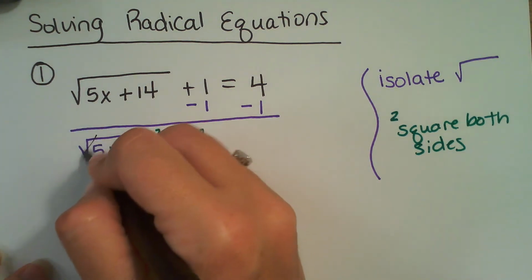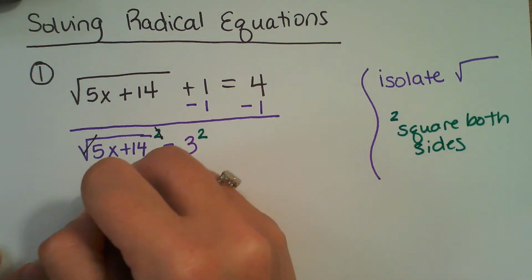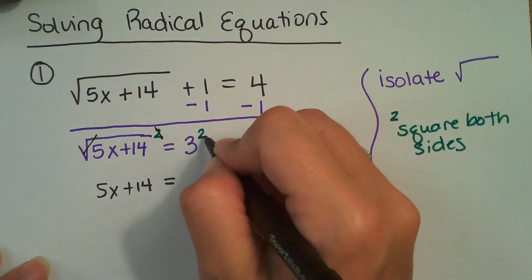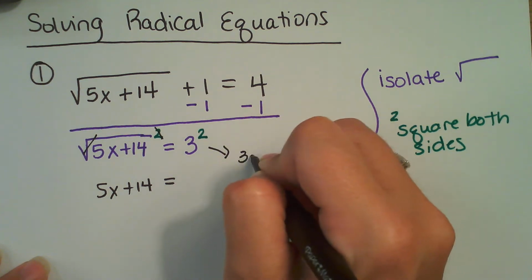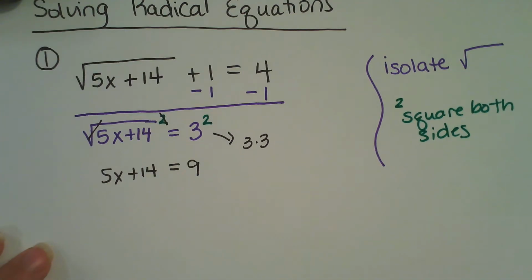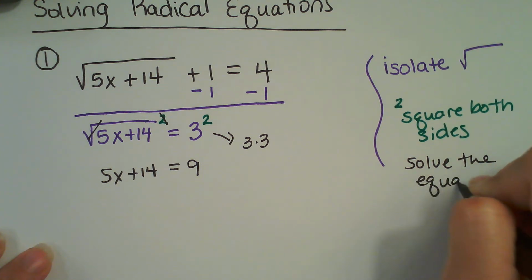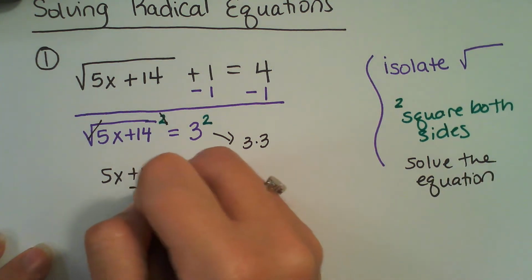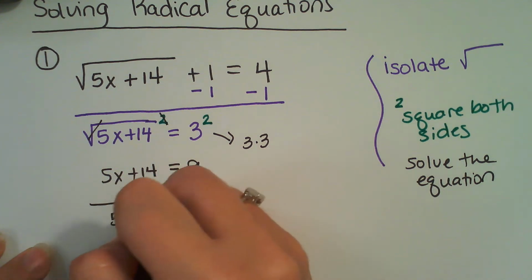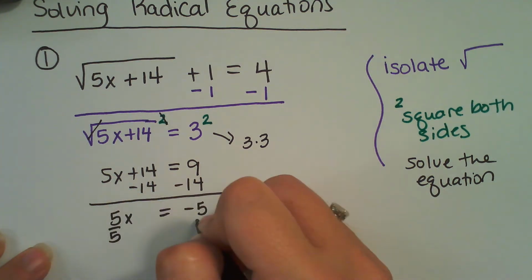All right, so what that does on this left side, the exponent cancels the square root, giving us 5x plus 14. And make sure, this is not 6. What this means is there are 2 3s sitting there. 3 times 3 would be 9. So don't make that mistake. Now you're ready to solve the equation. Subtract 14. Divide by 5.